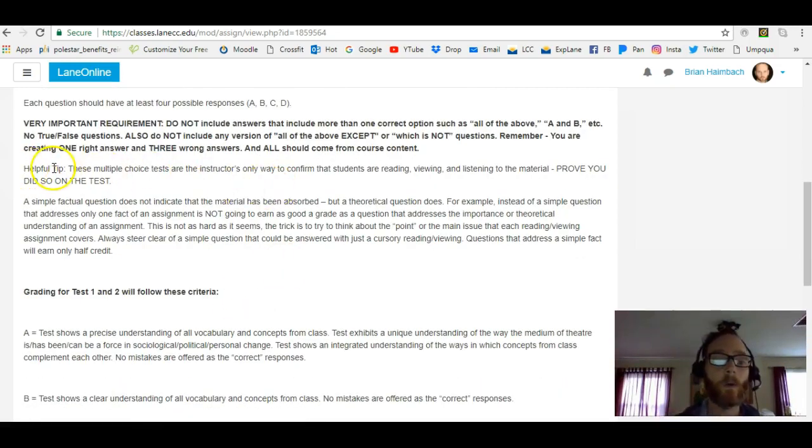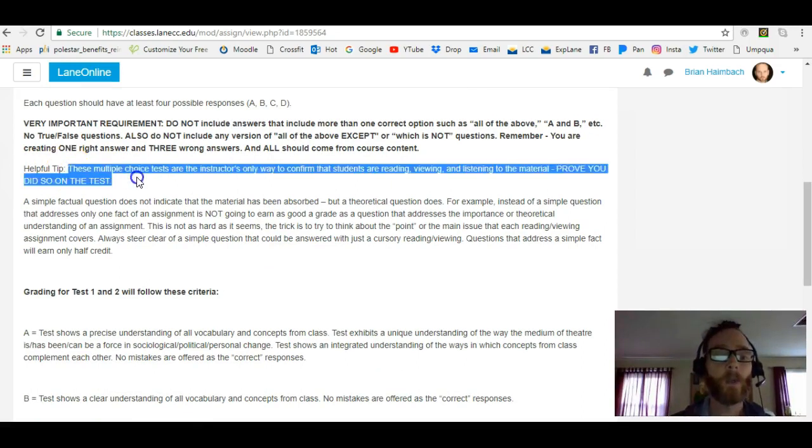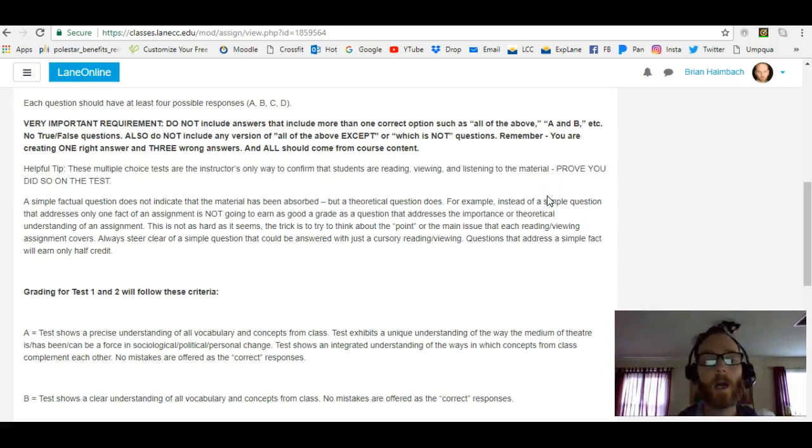Here's another big important way to think about it. The multiple choice tests are my only way to confirm that you are reading and viewing and listening to all the material. This test is your opportunity to do that. It is possible that you are not going to be able to represent every single reading and viewing assignment in each test, but you need to do your darndest to try to do that. Okay? So that is very important.